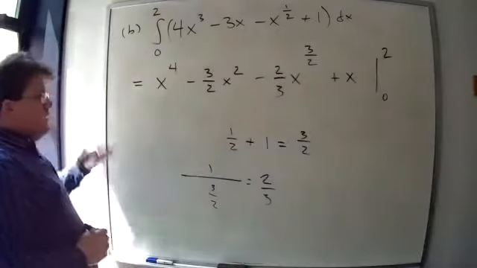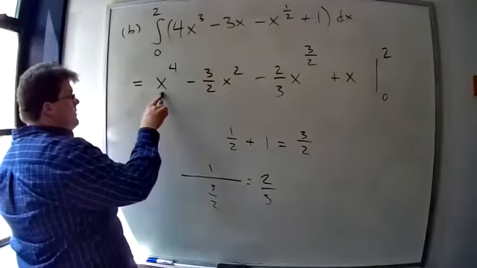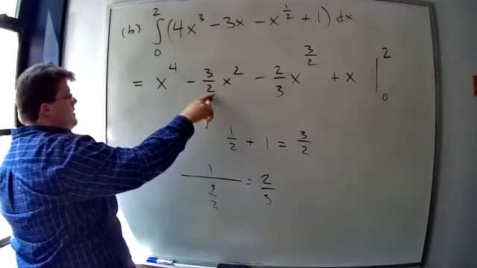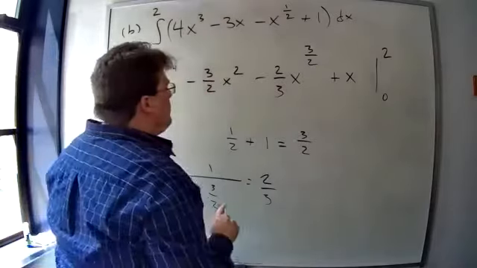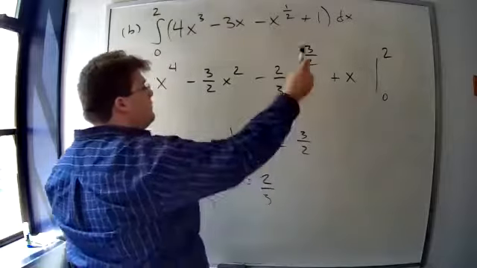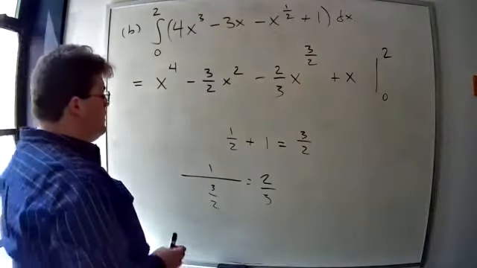Before evaluating, we can check our work that we do have a correct antiderivative here. The derivative of this is 4x cubed. The derivative of this is negative 3x, because the 2 and the 1/2 cancel. The derivative here is negative x to the half, since 2/3 and 3/2 cancel. The derivative of the last thing is 1.